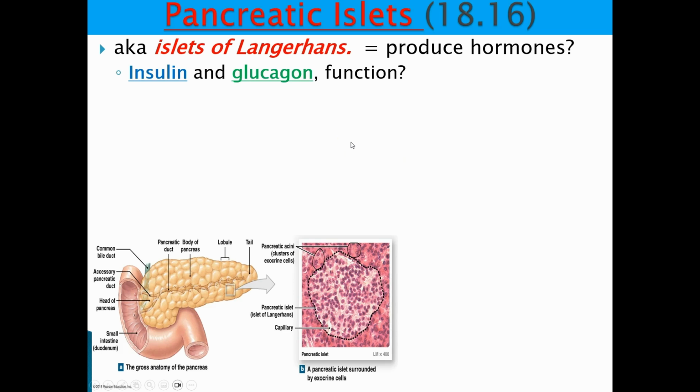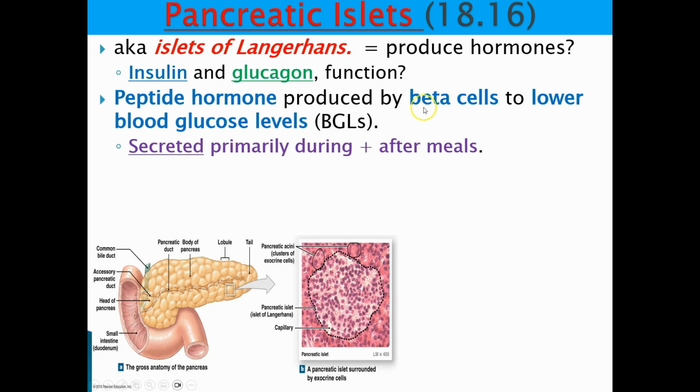Now, this is the part you need to really understand. So right now, the pancreatic islets are a tissue within the pancreas that secretes hormones. The two hormones are insulin and glucagon. Now you should ask, what do insulin and glucagon do? All right, fortunately, both of these are peptide hormones, and insulin is a peptide hormone that's produced specifically by beta cells.